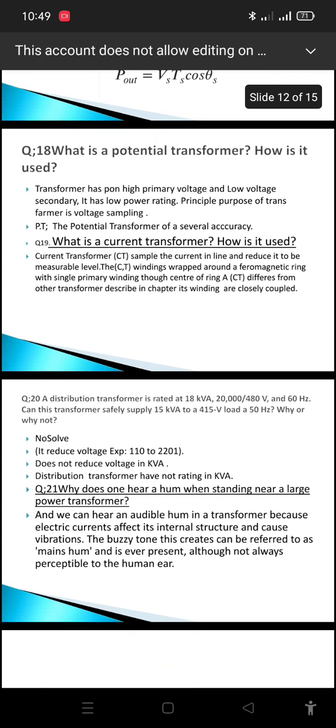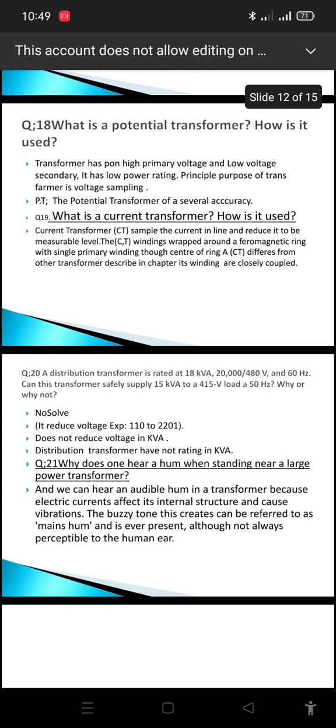A distribution transformer is rated at 18 kVA, 20,000 to 480 V, and 60 Hz. Can this transformer safely supply 15 kVA to a 415 V load at 50 Hz? Why or why not? Now solve it.